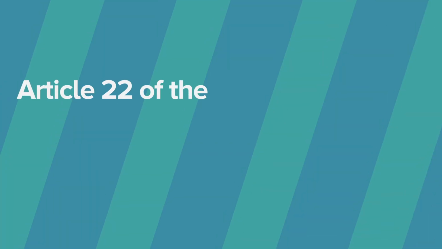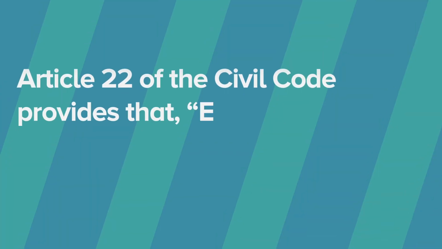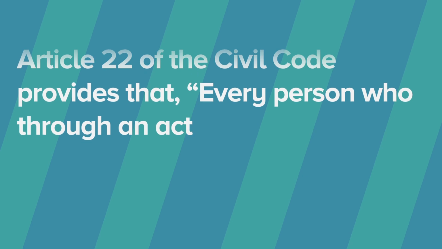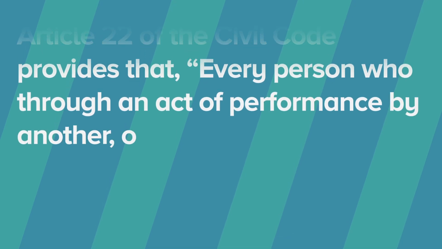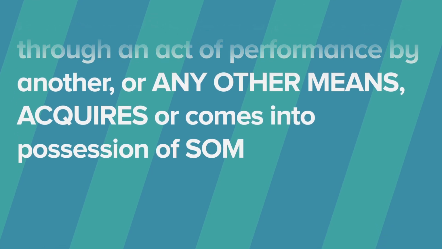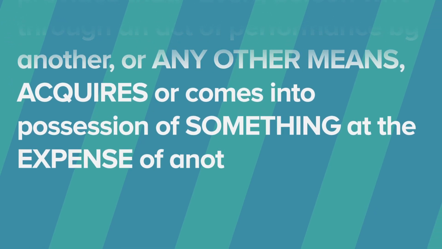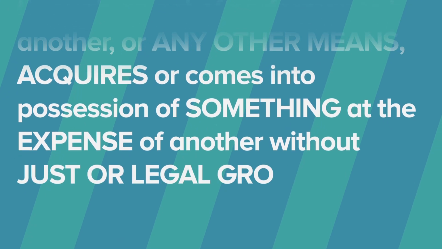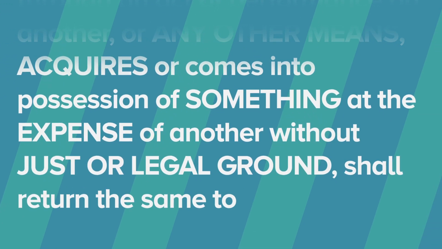Article 22 of the Civil Code provides that every person who, through an act of performance by another or any other means, acquires or comes into possession of something at the expense of another without just or legal ground, shall return the same to him.